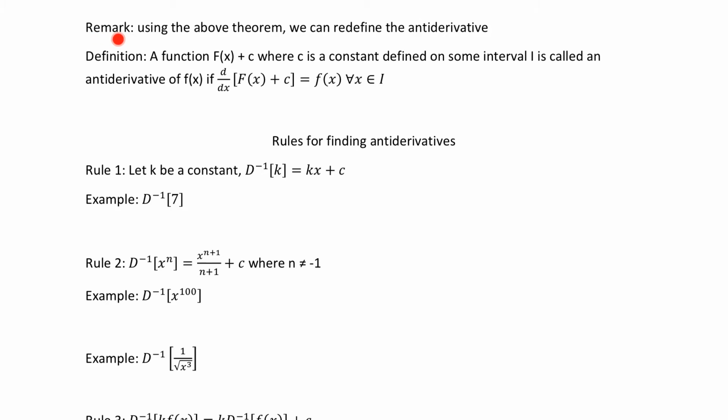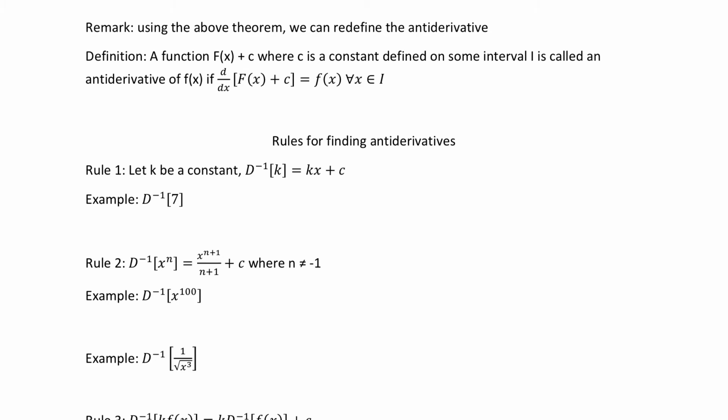So remark, using the above theorem, we can redefine the antiderivative. So our new definition is as follows. A function, capital F of x plus c, where c is a constant defined on some interval I, is called an antiderivative of f of x if the derivative of capital F of x plus c is equal to f of x for all x in the interval. So this says that our antiderivative is more general. It's going to be a function, but there's always going to be some constant added to it. So this is going to give us some very nice rules for finding antiderivatives.